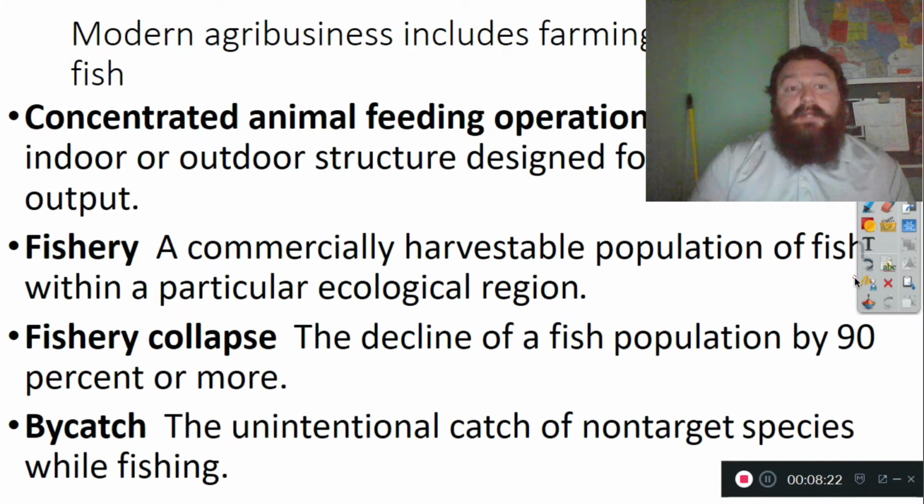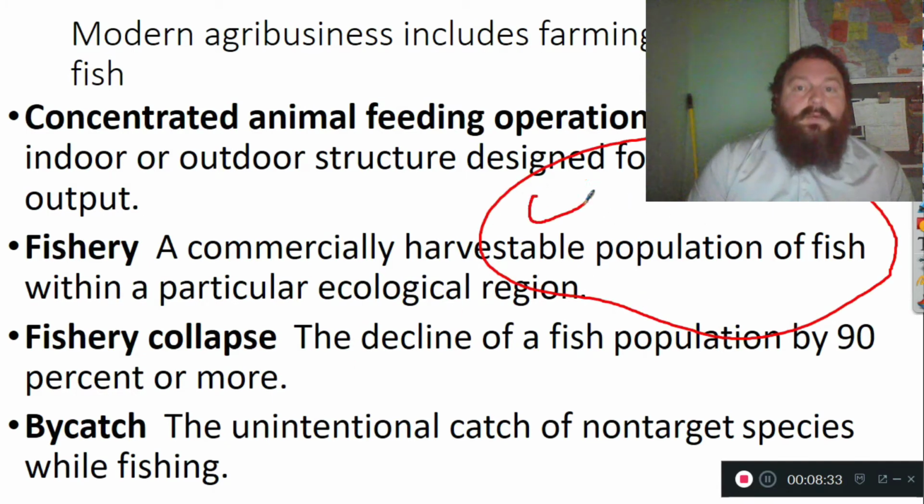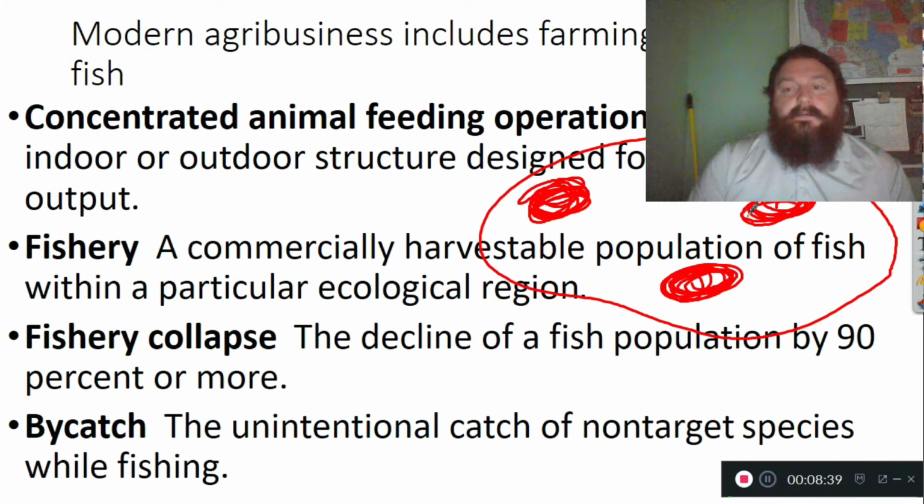When we look at fish production, we're looking at harvesting fish within fisheries. Those are commercially harvestable populations of fish, and they're in a particular region. When we look at the ocean itself, it itself is not the fishery. Where there's a concentrated pocket of fish in the ocean, those are the fisheries. So we might have in a lake, for instance, three different fisheries within a large lake.